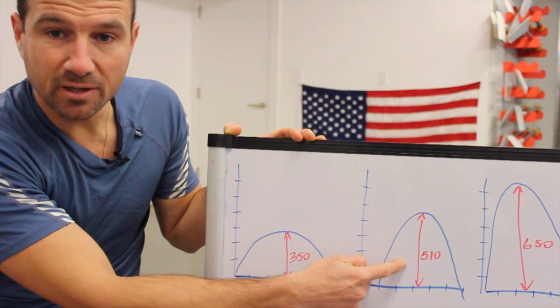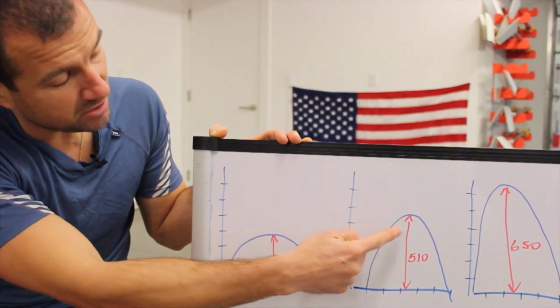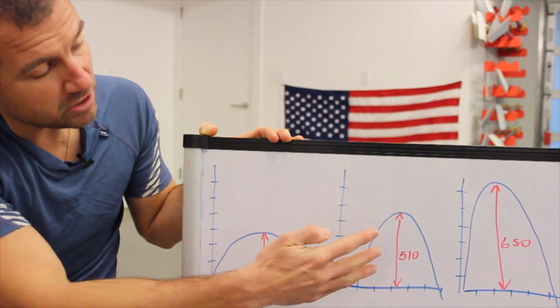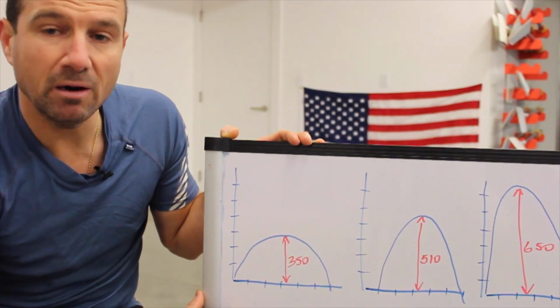The second one is 510 newtons highest. You can see the difference of shape. And the last one is 650 newtons. So you could see an increase of peak force over the three power curves here.